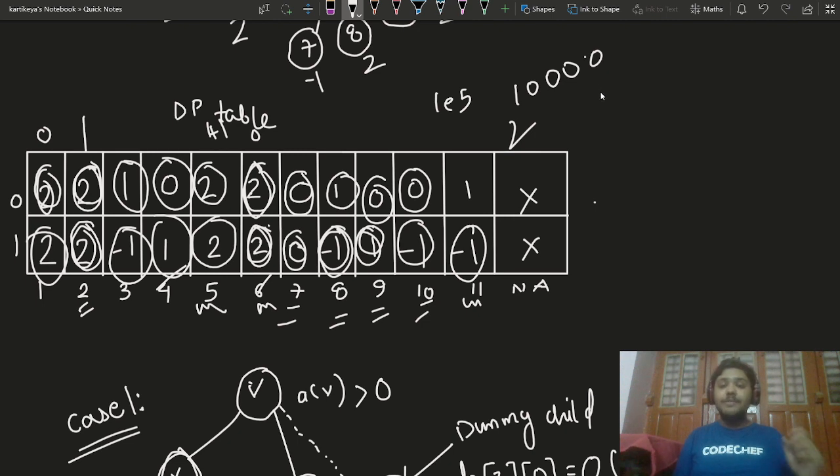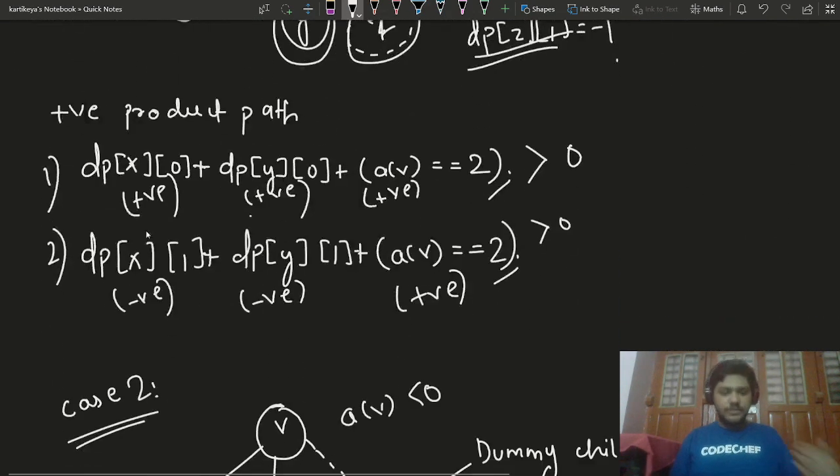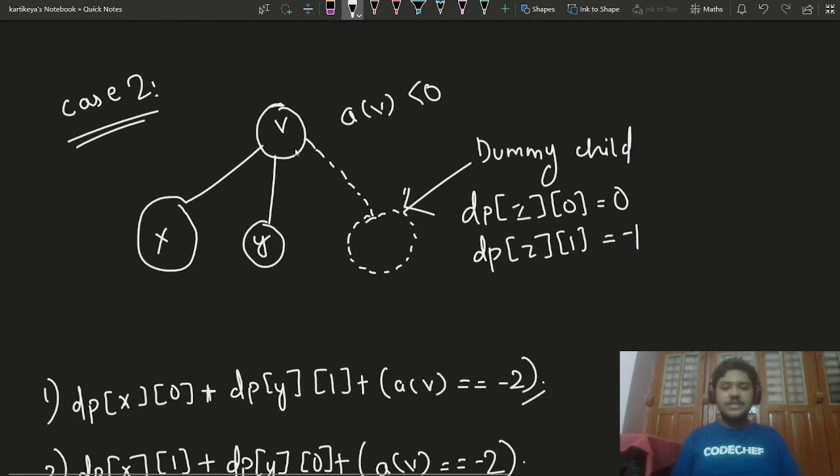And that's why I'm storing the magnitude of a path in terms of the number of 2's or minus 2's that particular path has. Because if a path is having 100 2's in it, and if a path is having 200 2's in it, then this particular path is definitely having a greater magnitude than the path having 100 2's in it. Okay, now there is another case. If a of v is negative, then there is also a case of dummy child, which has a positive part to offer, which is of magnitude 1, and the powers of 2 in it is 0, and it doesn't have a negative part to offer.